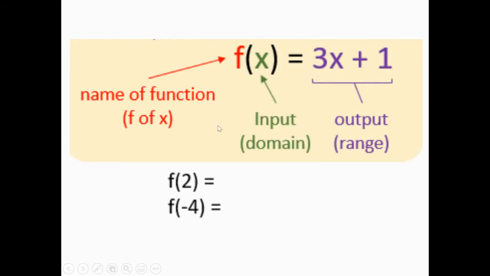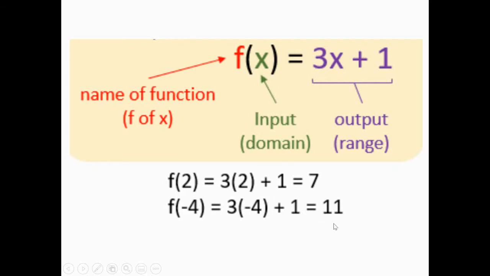So try it here. Here's the function we saw in that opening introductory slide. Tell me what f of 2 would be for this function. Well, f of 2 means the input of 2 goes in. So 2 goes in here. 3 times 2 plus 1, 7. How about f of negative 4? Now the input of negative 4 goes in for x. This time, negative 4 replaces x. We get an answer of 11. Great. That's using function notation.